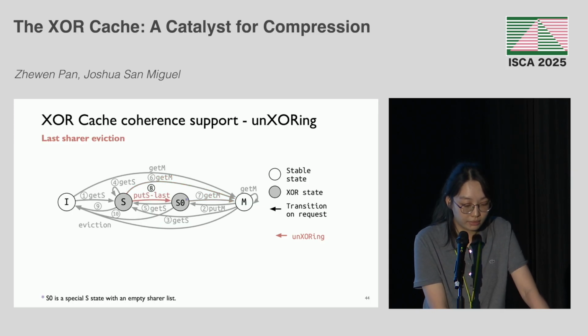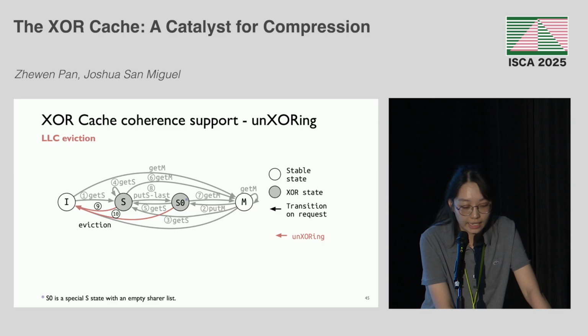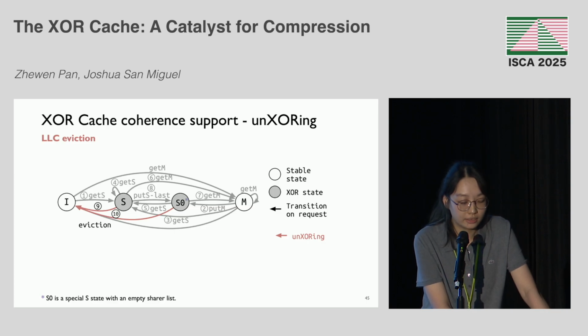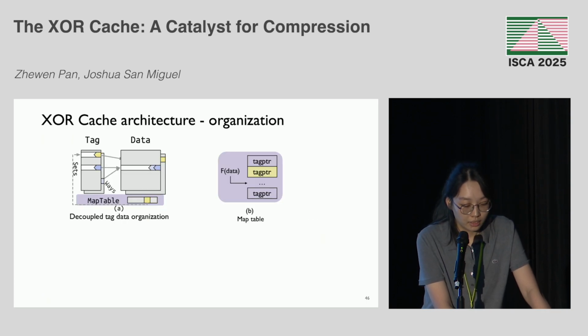We need to on-XOR if neither of them has a shared copy in the private cache. This case corresponds to transition 8 on the last putS request. Lastly, we need to on-XOR when one or both of them are evicted. This is related to transitions 9 and 10. Check out our paper for implementation of on-XORing and its implication on deadlock freedom.